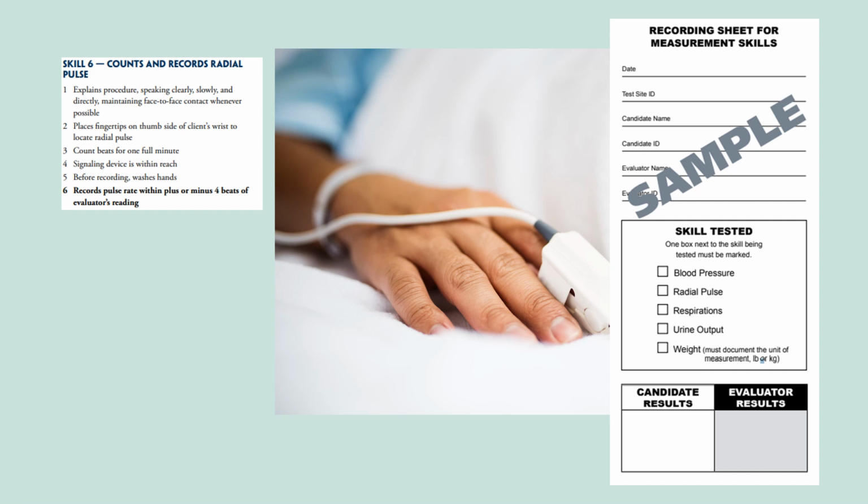This skill is testing whether the candidate knows how to correctly locate the radial pulse and if they're able to obtain a pulse rate at the radial artery location. Remember to verbalize wash hands, step 5, before recording the pulse on the measurement sheet.